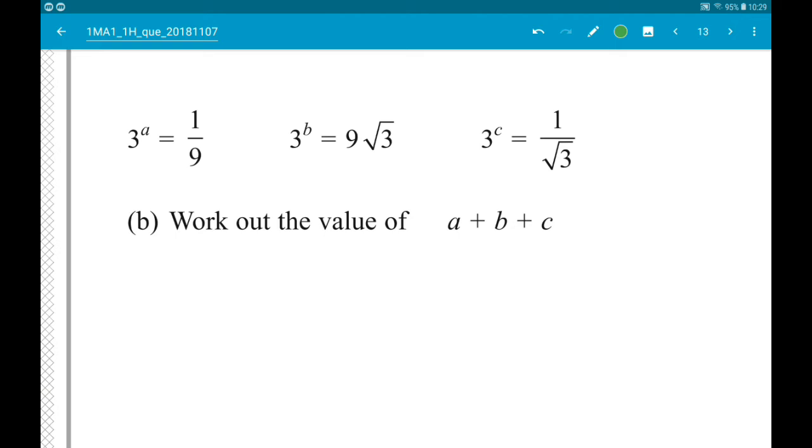So, working through each one separately, then we need to turn the thing on the right into a power of 3. So, 3 to the power A is 1/9. So 9 is 3 squared. 1 over 3 squared is 3 to the minus 2.